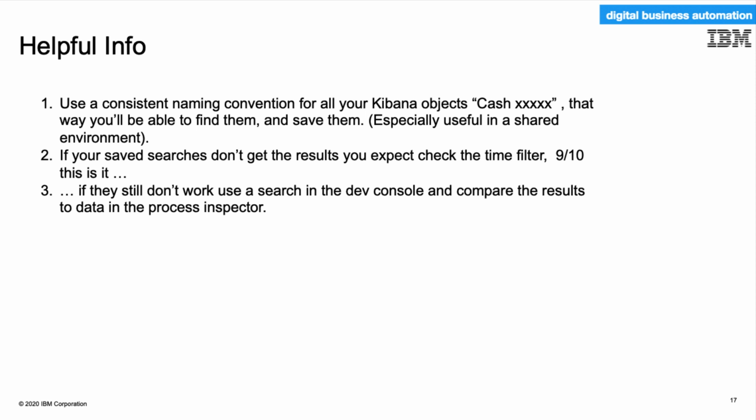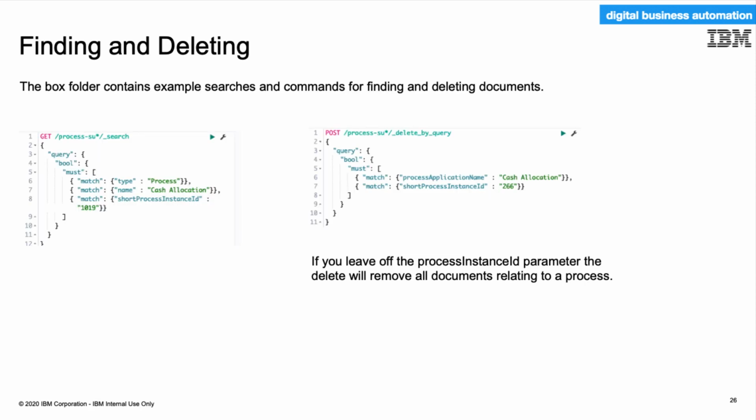And if you still can't find your data, I suggest you look in the dev console, and I've got some examples of that, and compare the results that Elasticsearch has to the data that you can see in BPMN's process inspector. Now, building your visualizations doesn't always work out the way you expect. Sometimes you've made errors. Quite often it's useful to be able to search at the Elasticsearch level to see actually what's in the documents in the index, so you can work out what the problem is. I'll upload some example files and I'll put a link in the video description.